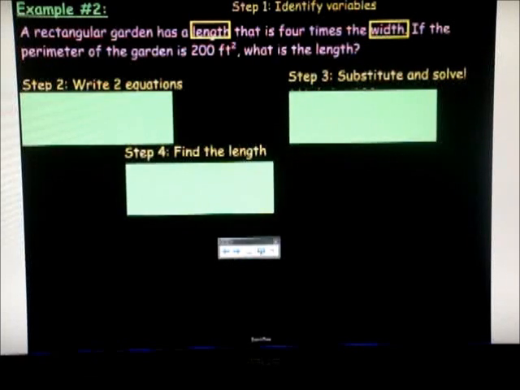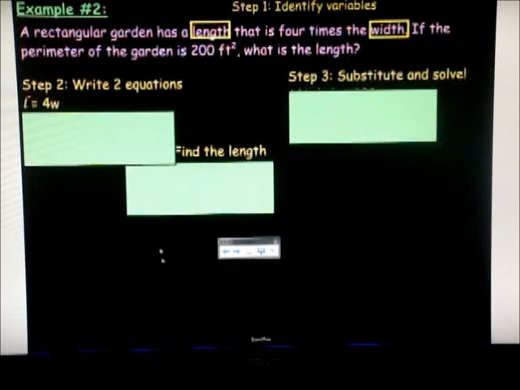Typically, these equations are hidden in a sentence at a time. In the first sentence, it says that the length is 4 times the width. Easy equation to write: L equals 4W. That's the algebraic representation of that sentence.